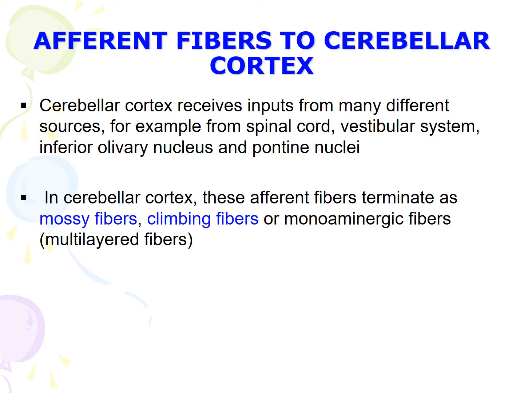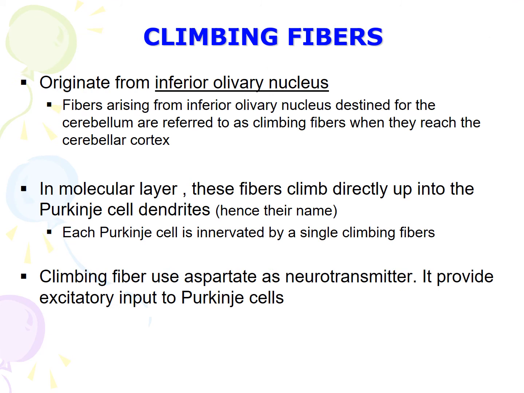The cerebellar cortex receives input from many different sources, such as the spinal cord, vestibular system, inferior olivary nucleus, pontine nucleus, and many more. In the cerebellar cortex, these afferent fibers terminate as either mossy fibers, climbing fibers, or monoaminergic fibers. Climbing fibers originate from the inferior olivary nucleus, and this is the only source of the climbing fibers.